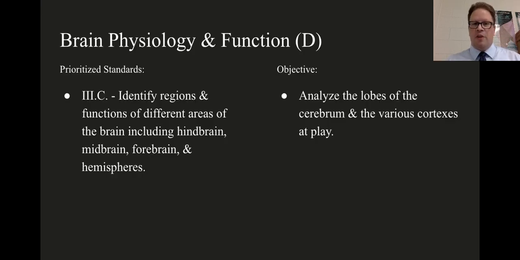All right, that concludes the Brain Physiology and Function Section D lecture. Our prioritized centers again were 3C, and objectively we can now analyze the lobes of the cerebrum and the various cortexes that are at play.